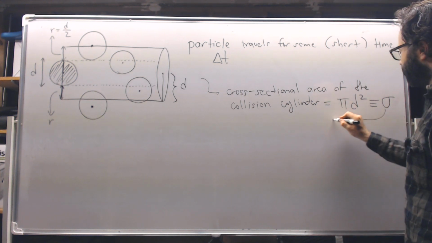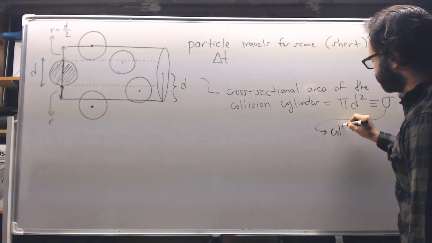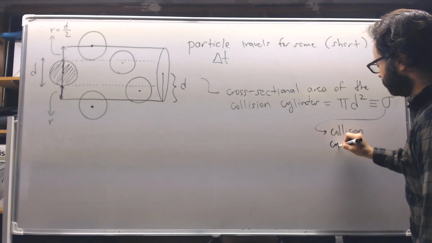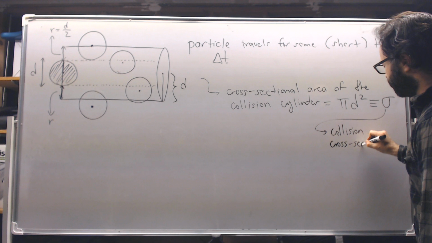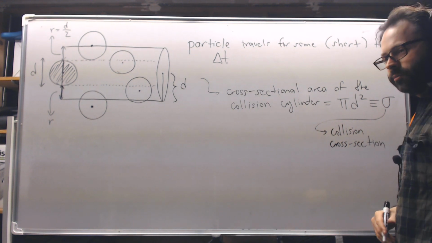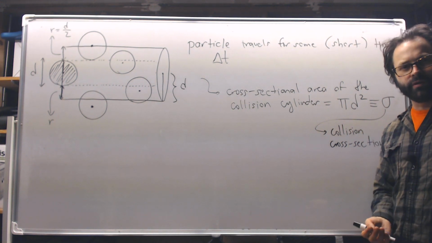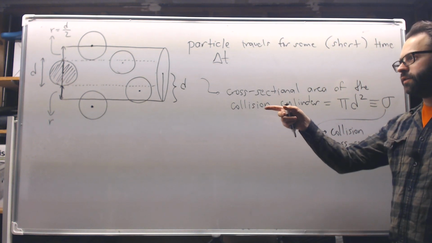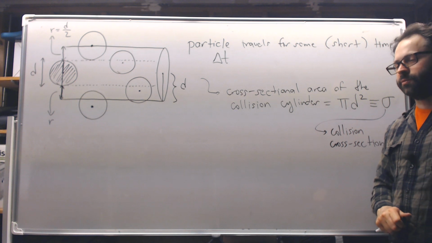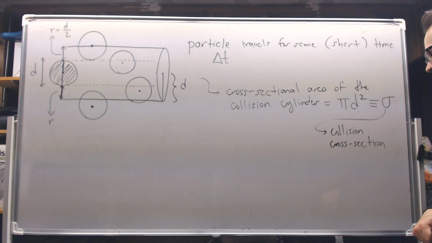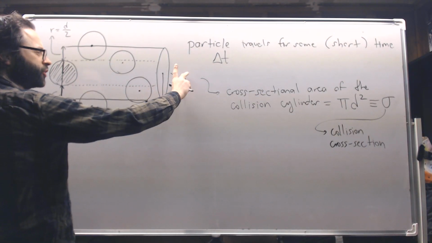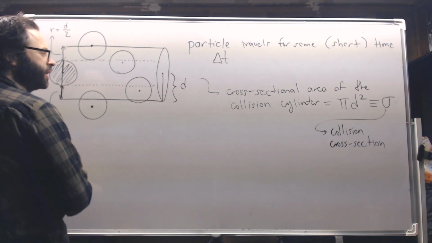The symbol sigma we're going to call the collision cross-section, for obvious reasons. And the term collision cross-section is actually quite important in physical chemistry generally. It gets applied much more broadly than the simple molecular collision model that we're using. And so the collision cross-section, once again, is pi d squared.